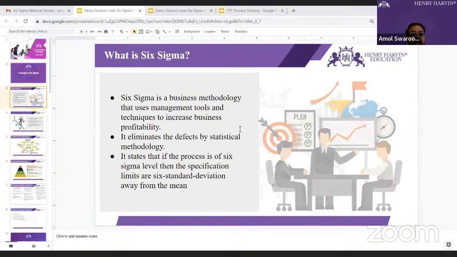Very simple. What exactly is Six Sigma? Six Sigma is a business methodology that uses management tools and techniques. It is statistical in nature, which helps in reducing the variation in the company.